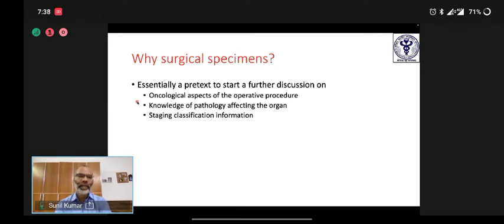So you have to have a knowledge of pathology affecting the organ. At the same time, you should also be able to comment, based on the visible pathology, on the staging classification. So you have to have basic staging classification information. Then they will ask you, what do you think? What kind of pathology and what kind of stage is this? So you should be ready for that. So it's not about just a very pointed discussion, but there is a broad discussion starting from your identification of the organ and then pathology.